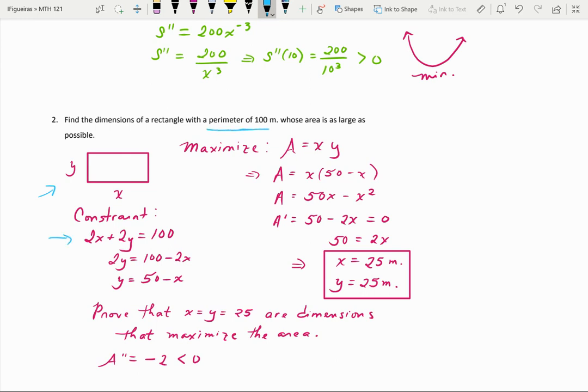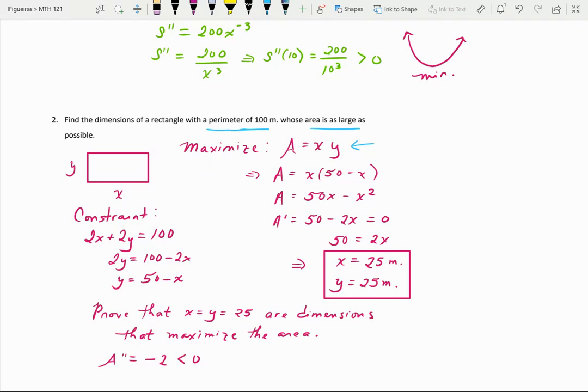2x plus 2y equals 100. And then what I'm being asked to maximize, because area is as large as possible, that means it's a maximum problem. You want to maximize A equal to x times y. So just like in the previous example, I want to eliminate one of the variables in the equation that I need to take the derivative of.